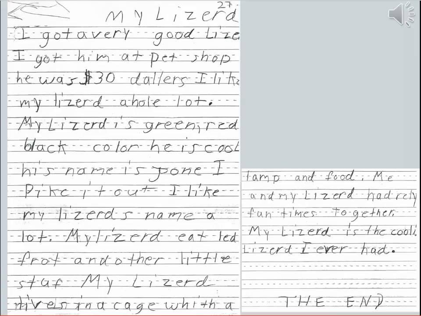Our final example is a child writing about a pet. "My lizard. I got a very good lizard. I got him at Pet Shop and he was $30. I like my lizard a whole lot. My lizard is green, red, black color. He is cool. His name is Joan. I picked it out. I like my lizard's name a lot. My lizard ate something, fruit, and other little stuff. My lizard lives in a cage with a lamp and food. Me and my lizard had really fun times together. My lizard is the coolest lizard I ever had. The end."